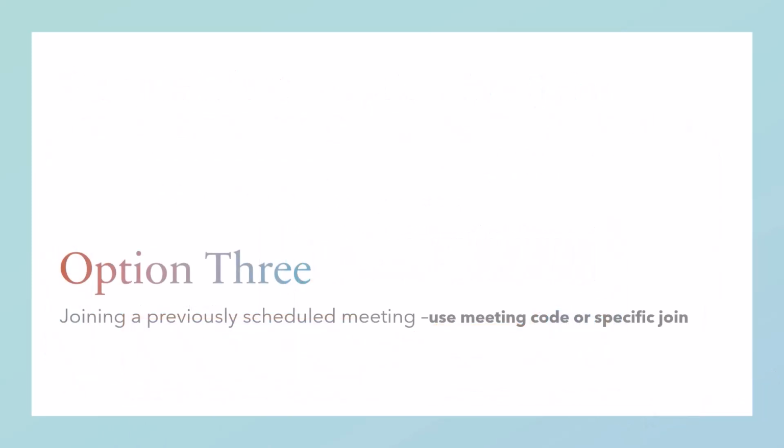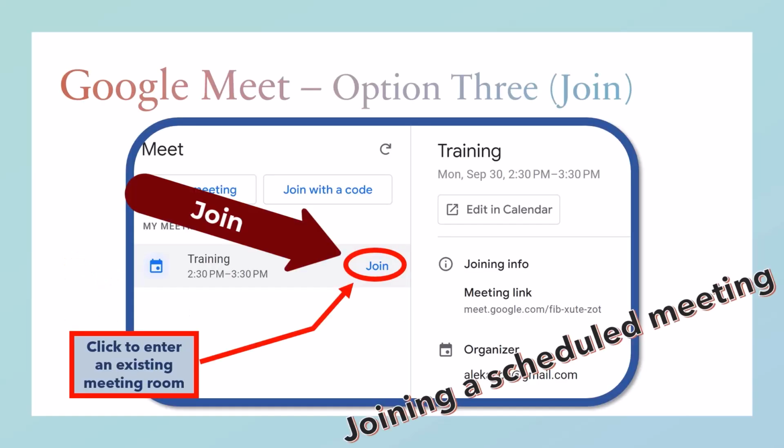The third option allows you to join a meeting that has been scheduled through Google Calendar. Locate the meeting you wish to join and click the Join button. This will take you to the specific meeting room for that meeting.